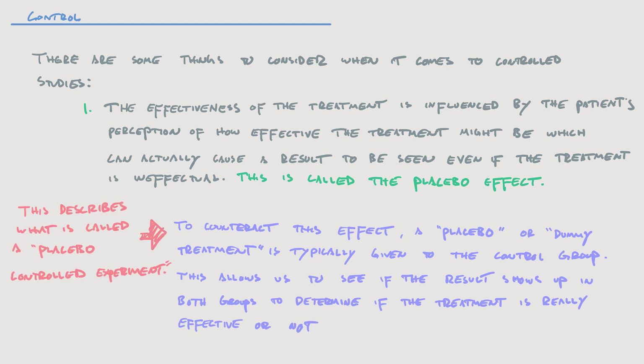And this situation describes what is called a placebo-controlled experiment. It's a controlled experiment in that you're breaking up your participants into two groups, a control group and a treatment group, but also a placebo is being given to that control group.